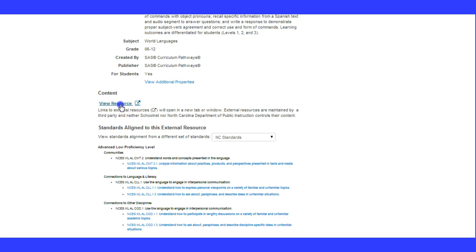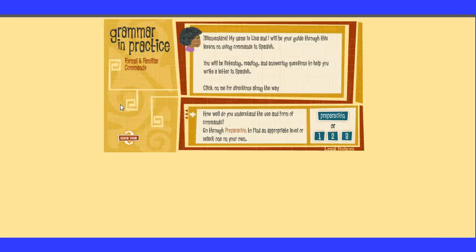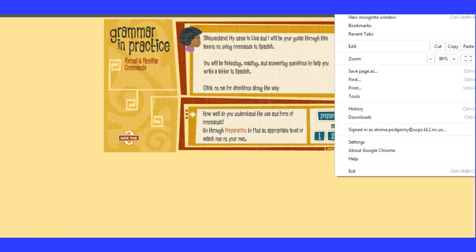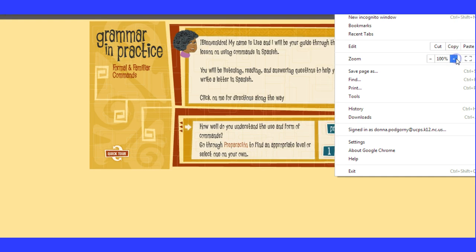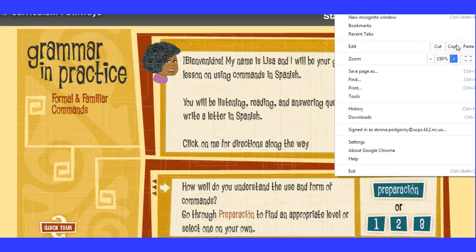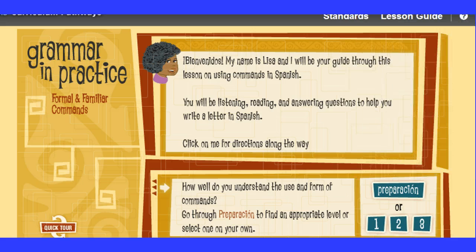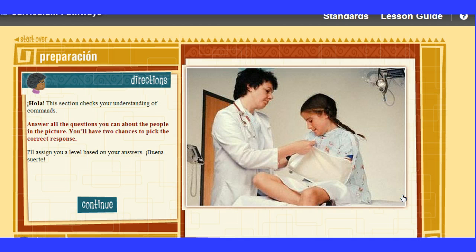Well, I want to find this resource and check it out. So I'm going to click on View Resource. It tells me I'm going to an external link, and here, it looks like I have something that I can do to see if I really understand it or not. I can enlarge my screen if I want to make it bigger. And now I can see that I've got some listening things. Well, I better go to this preparation first.